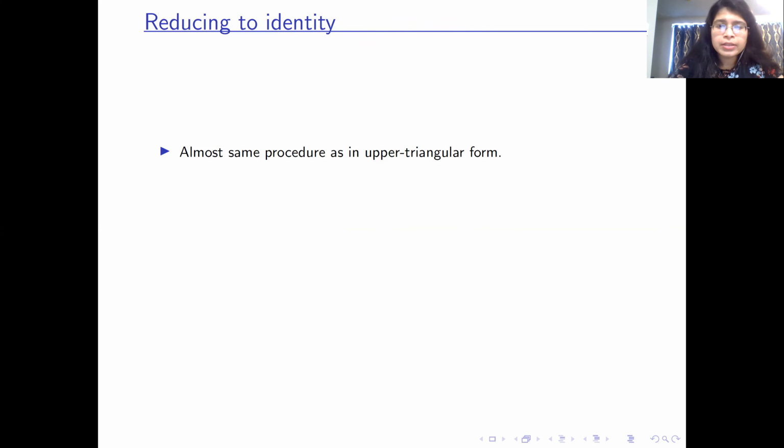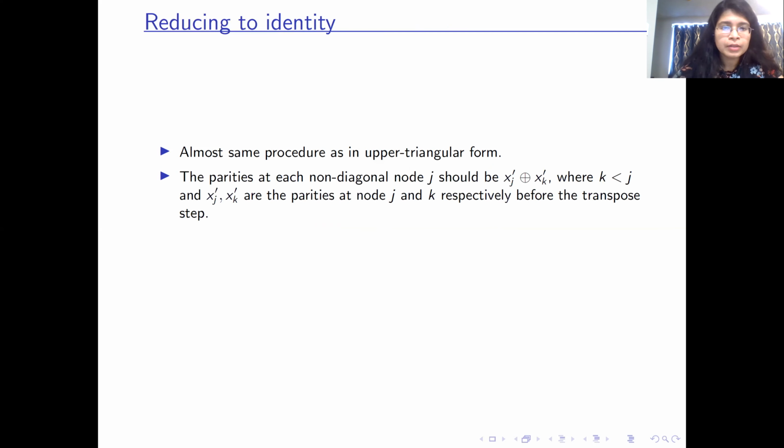Now, while reducing to identity, we do the following. We have transposed the matrix. So now all the zeros are in our upper triangle, and we want to reduce the lower triangle. We follow almost the same procedure as in upper triangular form, but this time we remember there are zeros in the now upper triangle, which we do not want to disturb. So this time we want the parities at each non-diagonal node j to be xj dash or xk dash, where k is less than j. Xj dash and xk dash are the parities at nodes j and k respectively before the transpose step. This is to ensure that we do not disturb the all-zero upper triangle.